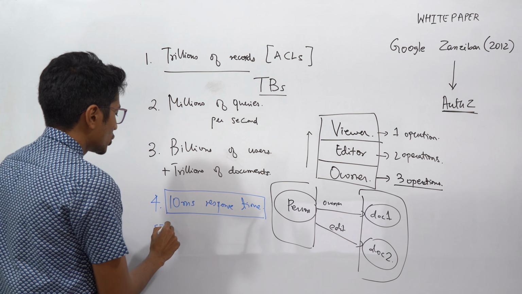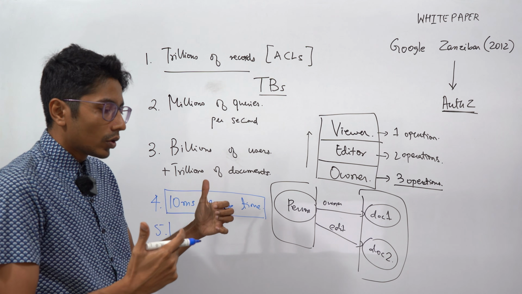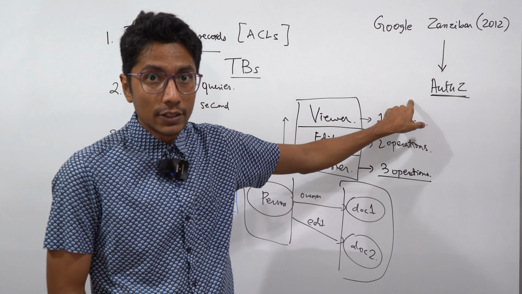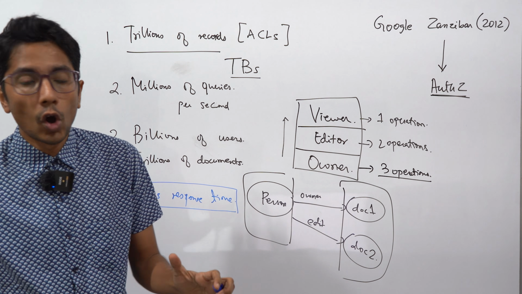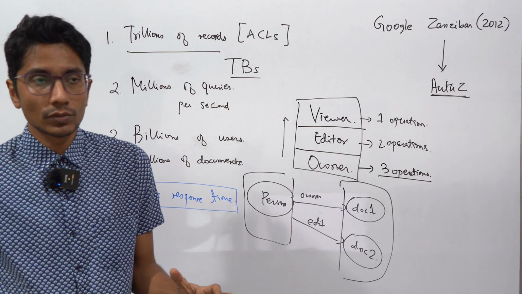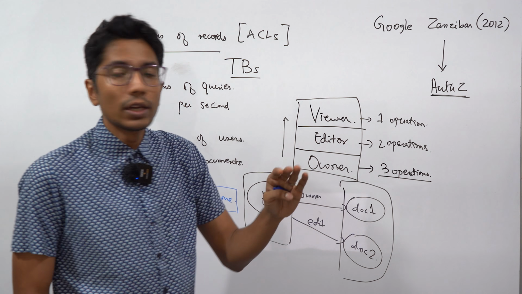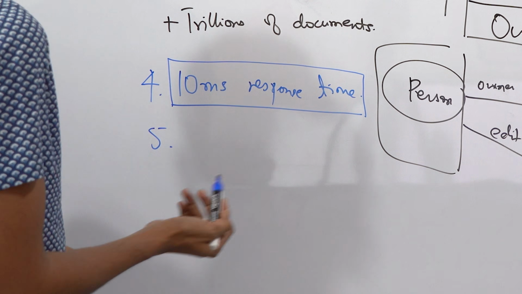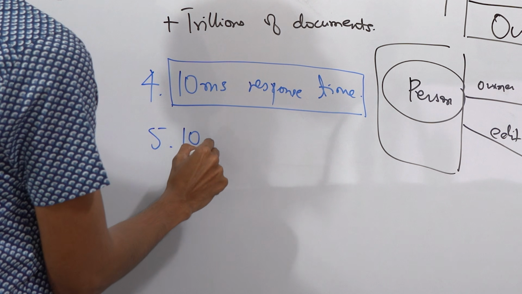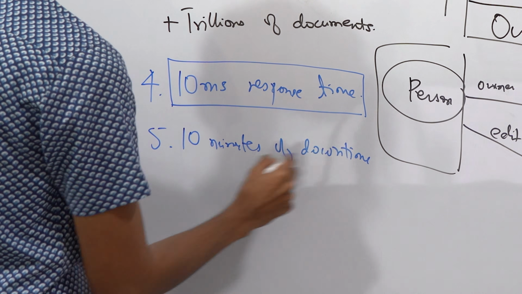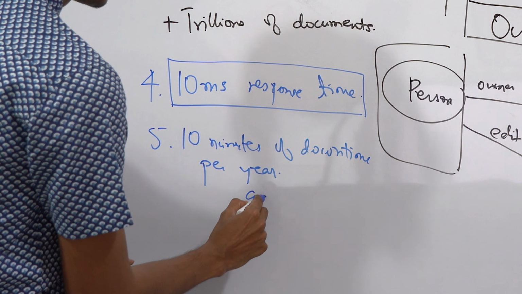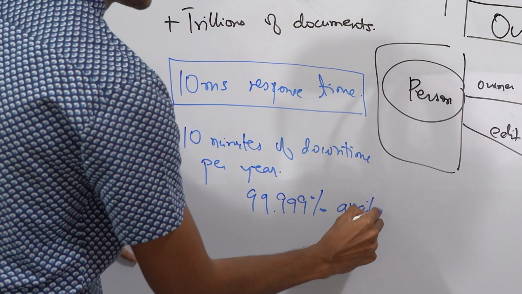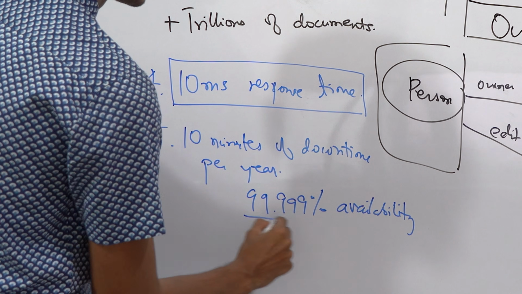The other big challenge is how reliable does this system need to be? If authorization fails, Google is down. All documents are inaccessible. So if Zanzibar goes down, Google is out. How often do you think this can happen? Google said that we can have around 10 minutes of downtime per year, which turns out to be something like 99.999% availability. Okay, 5 nines of availability.